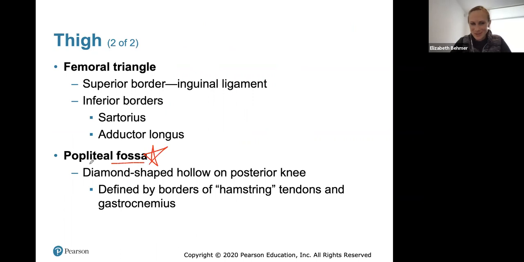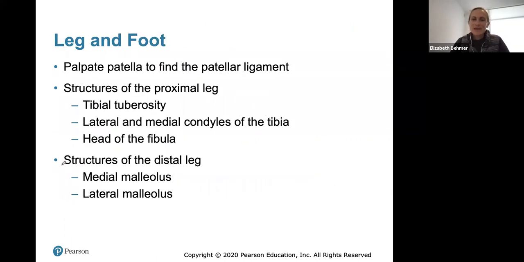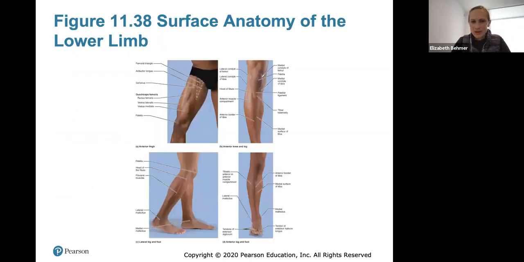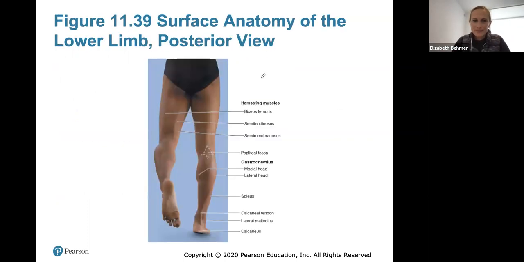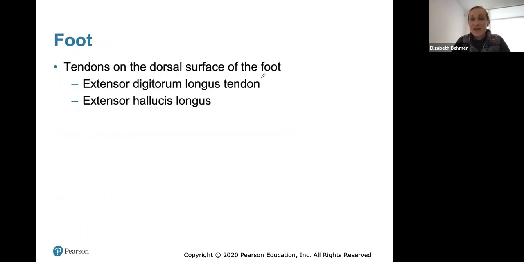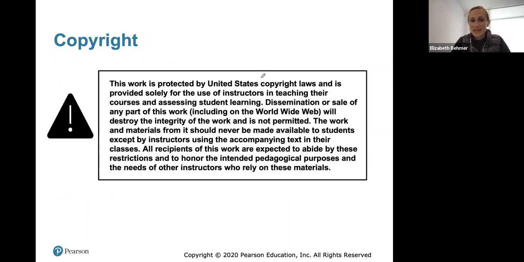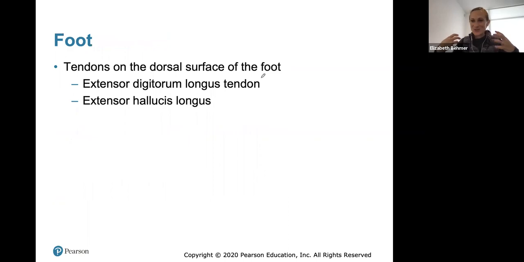This might be a test question. It's on the back side of the posterior knee. The leg and foot, you can palpate your patella to find your patellar ligament, structures of the proximal leg, the distal leg, as shown there. And then calf muscles. The foot tendons that can extend into the foot, and that gets us through this PowerPoint.